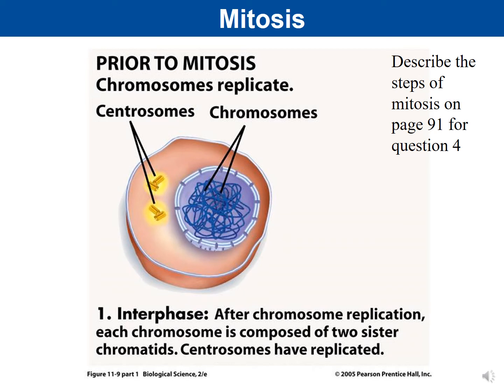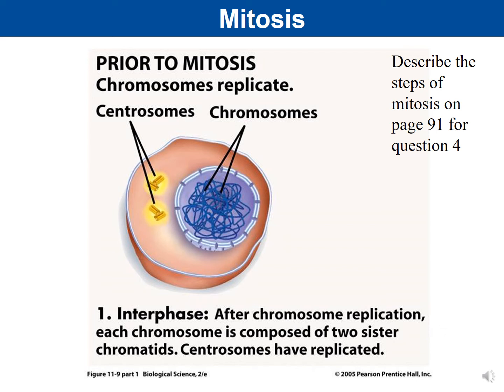So now we're going to walk through the steps of mitosis. In addition, on Canvas, I'm also posting a video that summarizes this so that you can see it in an animation as well. When you're going through this part of the lecture, you want to turn to page 91 of your lab and use this explanation to help you write what happens in each step for question number 4. Question number 4 basically asks you to describe what happens in each of these steps in mitosis.